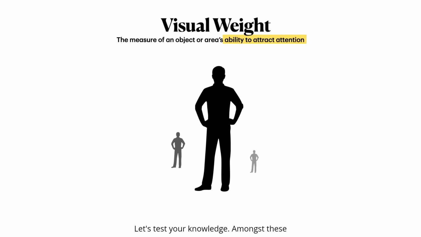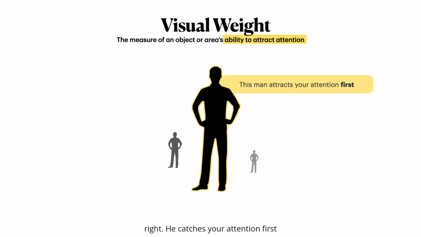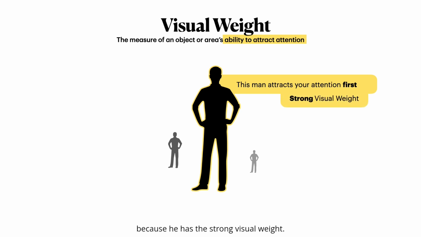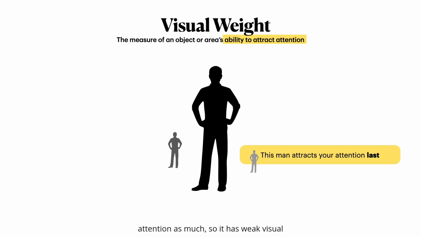Let's test your knowledge. Amongst these three people, who has the most visual weight? If you guess this guy, you're right. He catches your attention first because he has the strong visual weight. On the other hand, this man is small and gray, almost disappearing into the background. He doesn't capture our attention as much, so he has weak visual weight.